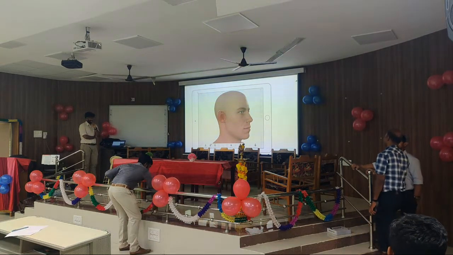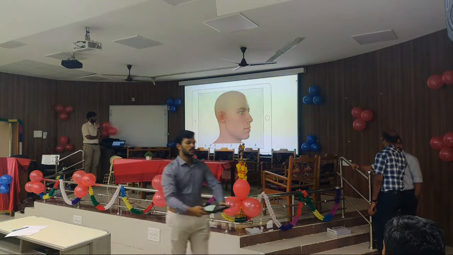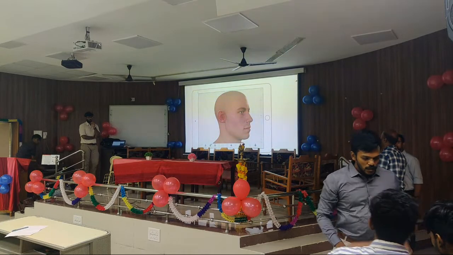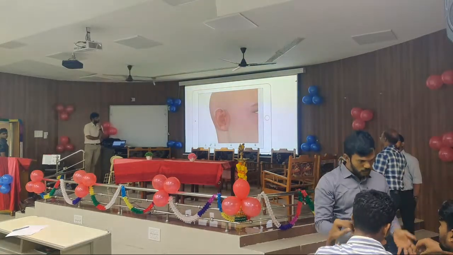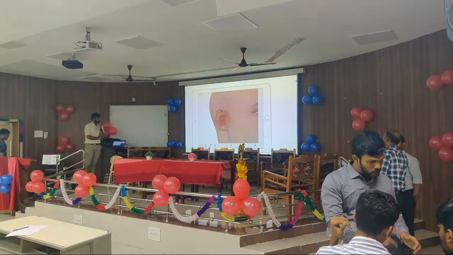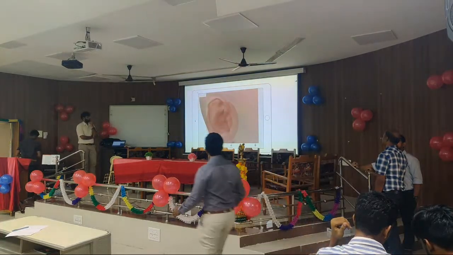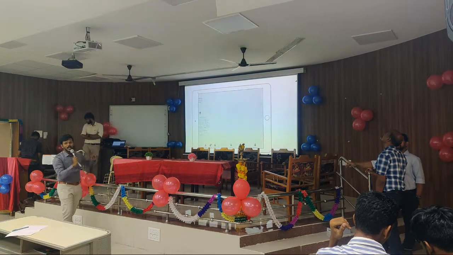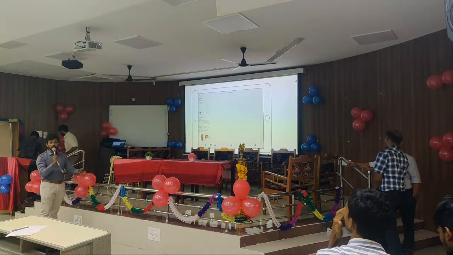So this is a definition. A depiction of pain over the ear. Okay, you could zoom in.